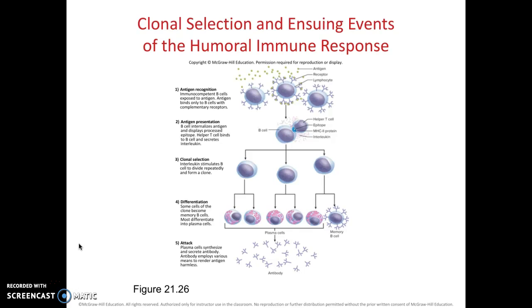So here we see a diagram of that clonal selection and the events of the humoral immune response. It starts with antigen recognition, then presentation, then clonal selection where it divides rapidly, then differentiation where it either becomes plasma cells, which most of them do, or a memory B cell. And then the attack is the plasma cells just synthesizing and secreting that antibody into the plasma, which then binds to the antigen on the harmful cell and tags it for destruction later.